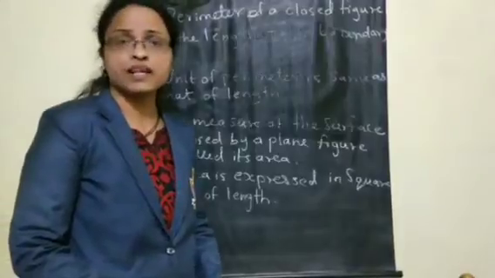Children, already in the last session we have revised some chapters. Let us revise the remaining chapters in this session now. Let us start then, with some points from the chapter perimeter and area.